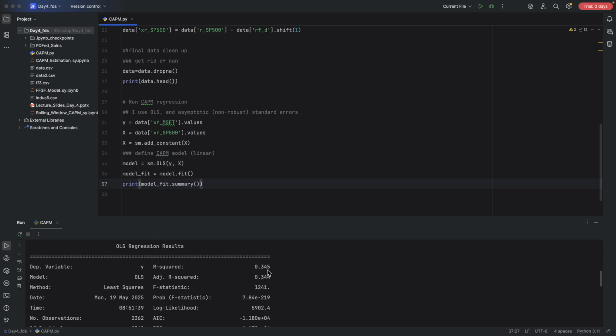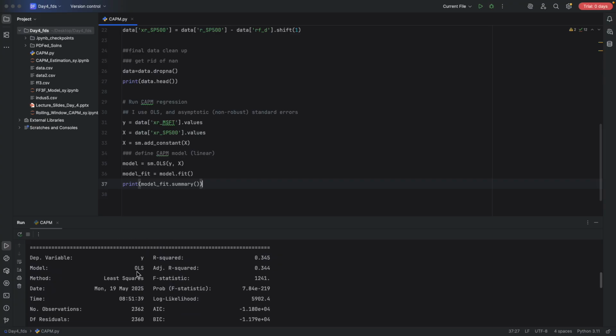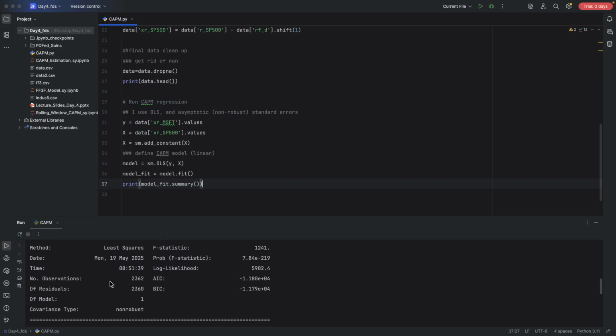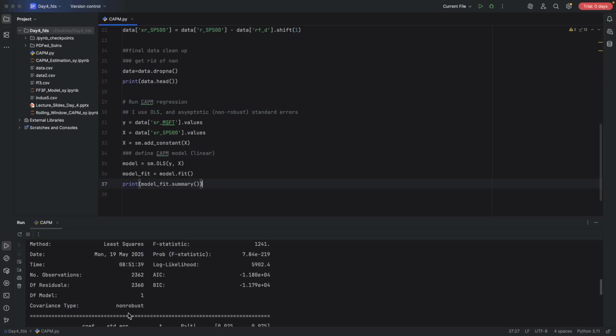Good. So first, let's just check. We've been running an OLS. Dependent variable is y. So it doesn't say it's the excess return, but we talked about that now several times. So we checked that. It uses the OLS to do so. Estimation method was by least square methods. We see we had 2,300 days. The covariance type is non-robust, so that gives what we discussed, these asymptotic standard errors, asymptotic t-statistics.